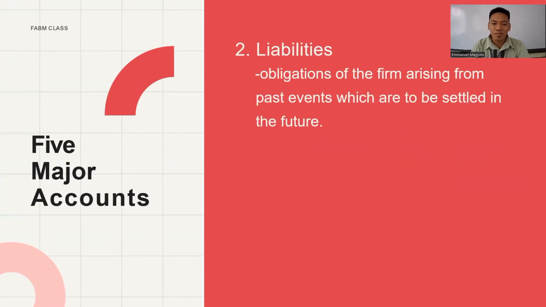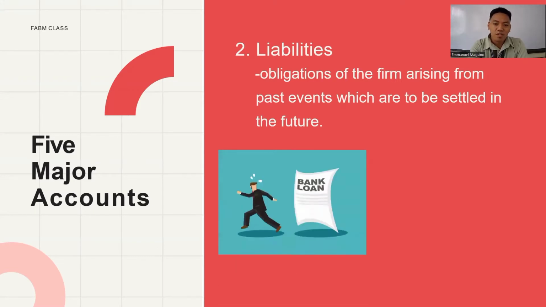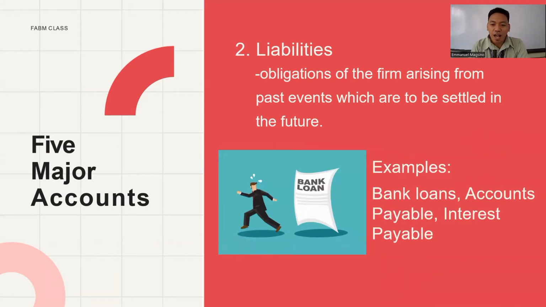How about number 2, liabilities? When we say liabilities, these are the obligations of the firm arising from past events which are to be settled in the future. Can you give me an example of liabilities? Yes, Jersey. Correct, loans or bank loans. Okay. So there are other examples: accounts payable, interest payable. And later, we will find out the classification of the liabilities and also the assets.